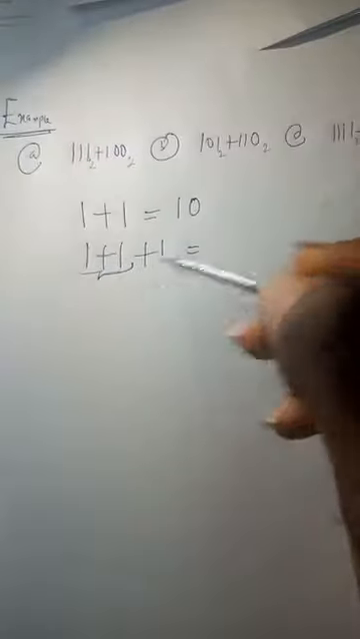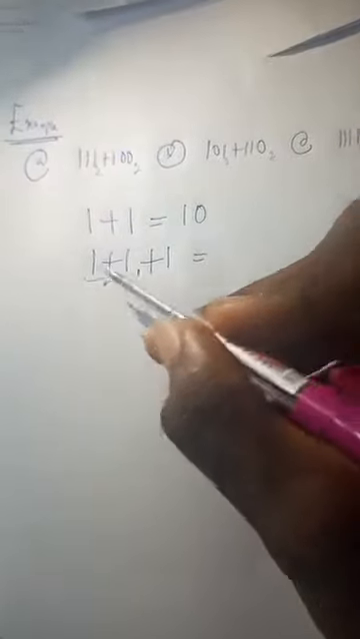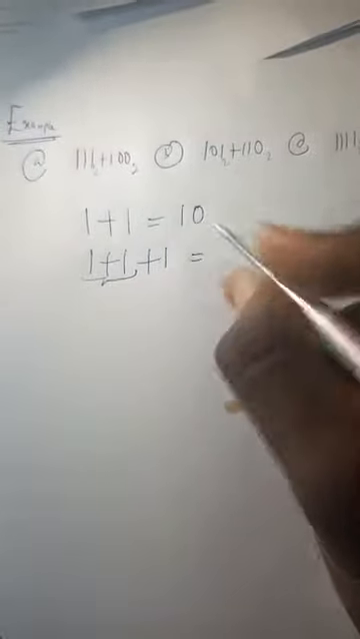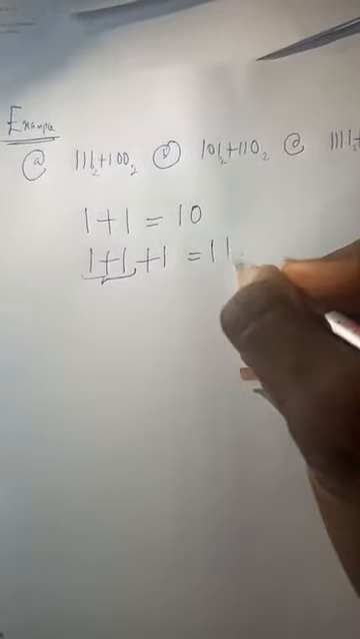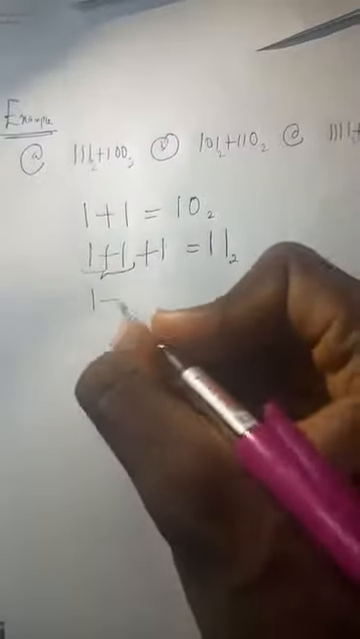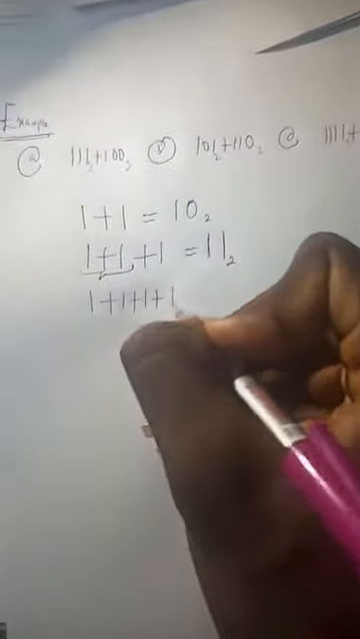These are the keys that you need. 1 plus 1 is 10. Then 1 plus 1 plus 1 is what? 1 plus 1 is 10, then plus 1. Normally, that should be 11. Can I write 11? Yes. Why? Because it is agreed in base 2. It is satisfied. Now, what if you now have 1 plus 1 plus 1 plus 1?